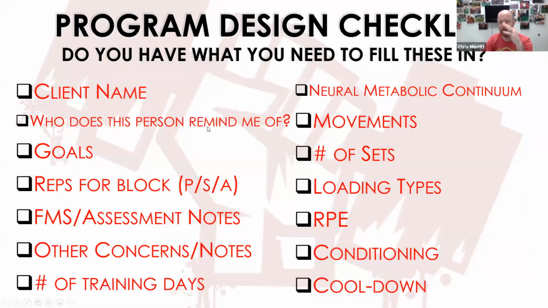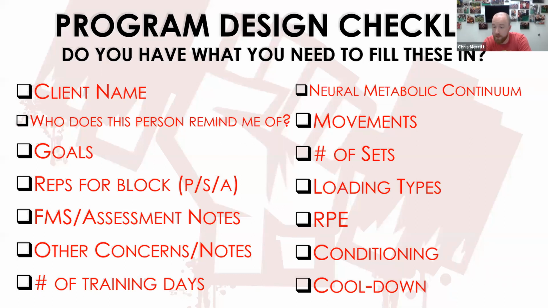Last thing, the last thing before we jump into selecting reps. This is what we put together as our checklist. So everything I just talked about in introducing that sheet: the name, we're going to talk in a minute about why you want to have in mind when you're meeting with someone, who does this person remind me of? Their goals are on there. We've pre-selected their reps for the block. We have their FMS and other assessment notes, other concerns and notes, number of training days, that's in that key.